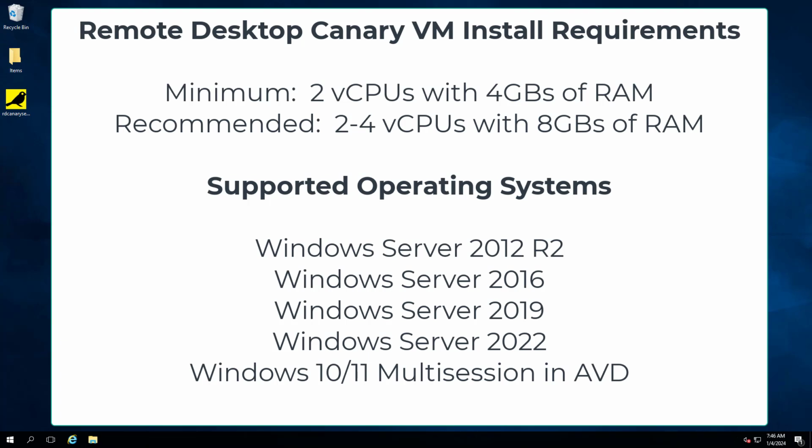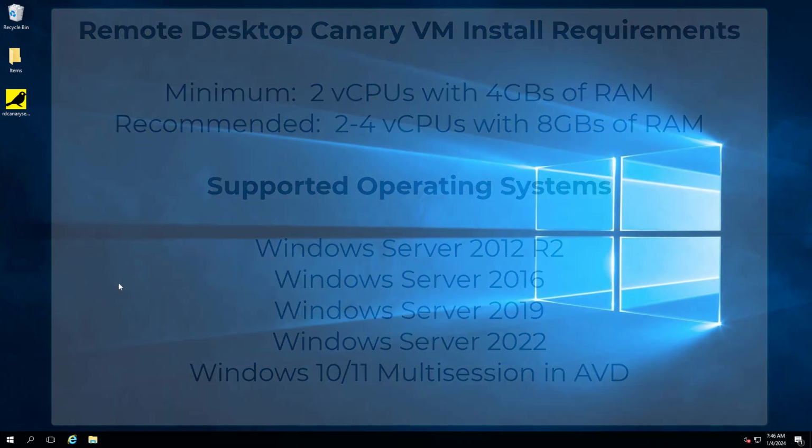When sizing a VM that will run Remote Desktop Canary, we recommend one with 2 to 4 vCPUs and about 8 gigs of RAM. Also, it should be a Windows Server operating system, or if you're running it inside an AVD tenant, a multi-session version of Windows 10 or Windows 11. This is because Remote Desktop Canary needs to create a local user session on the VM it is running in order to do its routine tests.